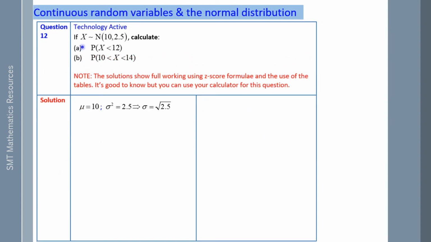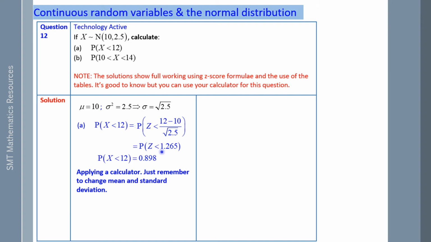Technology active. If X is normally distributed with the mean of 10 and a variance of 2.5, calculate the probability that X is less than 12. So your mean's 10, your variance is 2.5, take the square root of that, and that's your standard deviation. The probability that X is less than 12 is the probability that your Z-score, X minus mu over sigma, is less than 1.265. That answer, using tables, is 0.898.